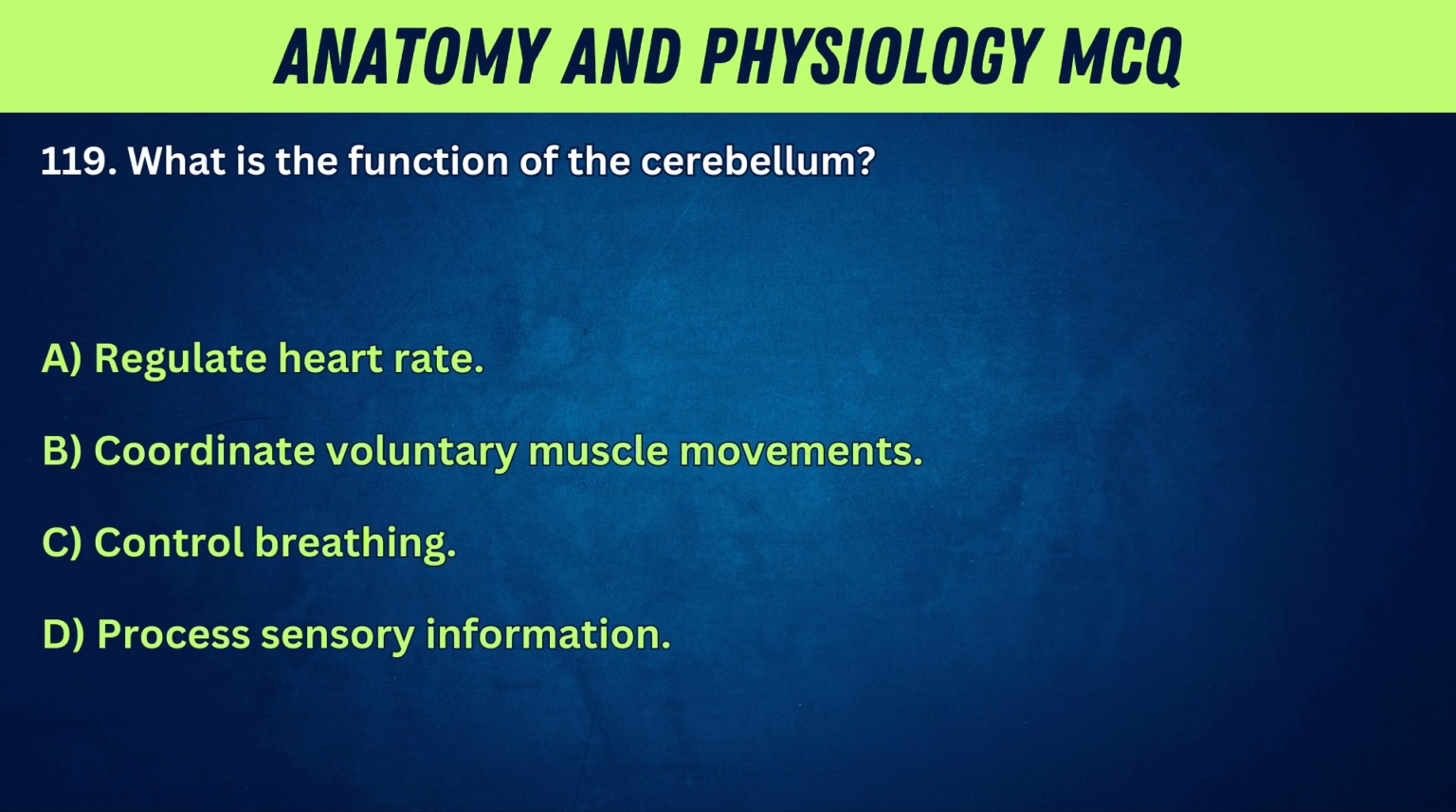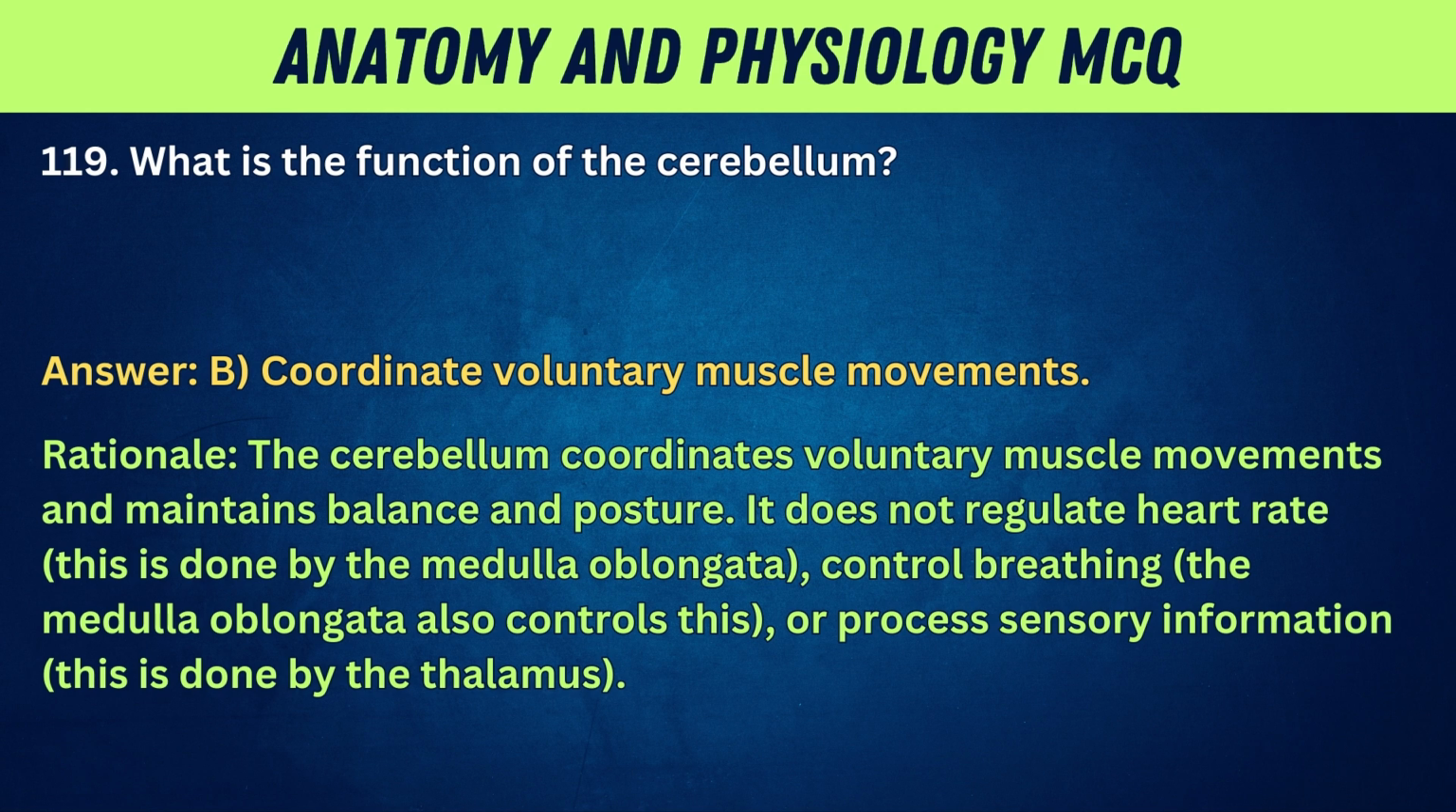119. What is the function of the cerebellum? A. Regulate heart rate. B. Coordinate voluntary muscle movements. C. Control breathing. D. Process sensory information. Answer: B. Coordinate voluntary muscle movements.